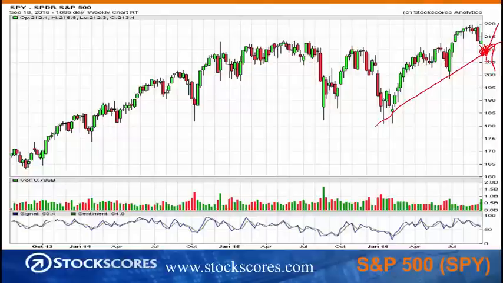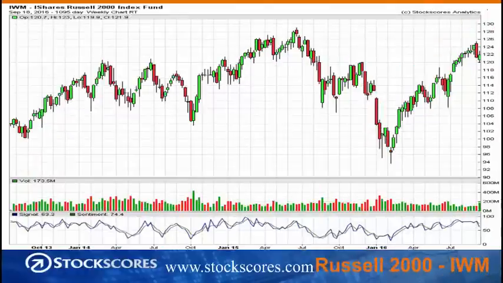The point with this is that although the upward trend is still intact, not real reason to be too scared yet, you do want to be careful because there is that potential to break the longer term upward trend line.